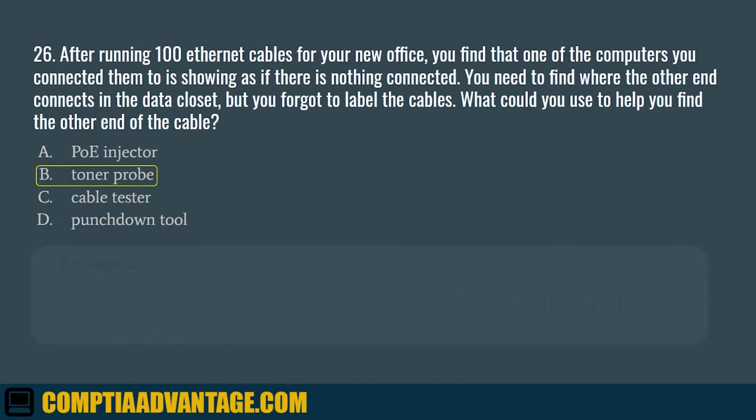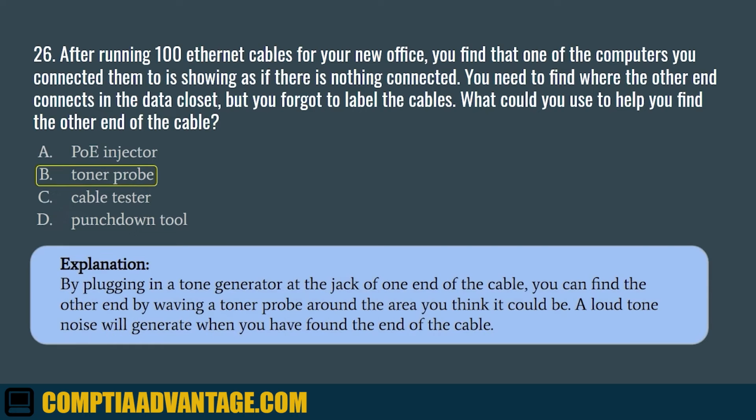Toner probe. By plugging in a tone generator at the jack of one end of the cable, you can find the other end by waving a toner probe around the area you think it could be. A loud tone noise will generate when you have found the end of the cable.